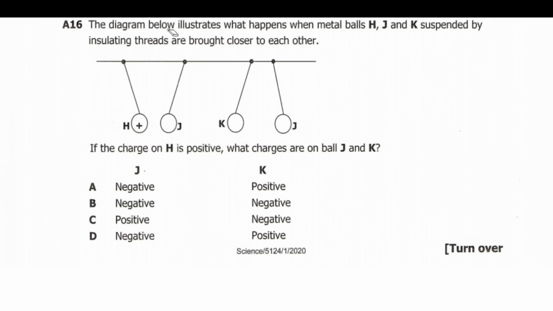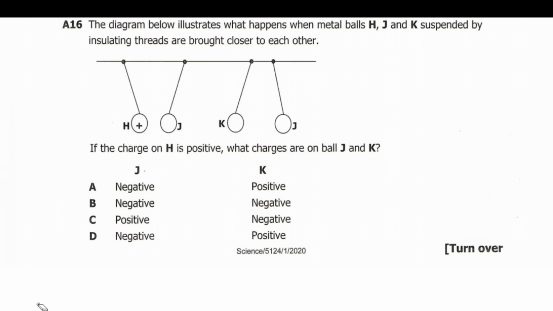Then 16 reads, the diagram below illustrates what happens when metal balls H, J, and K suspended by insulating threads are brought closer to each other. So these are metal balls H, J, K. Then the question says, if the charge on H is positive, what charges are on both J and K?